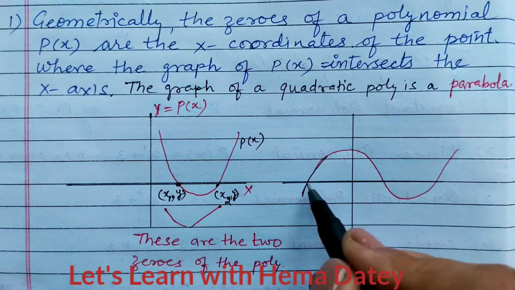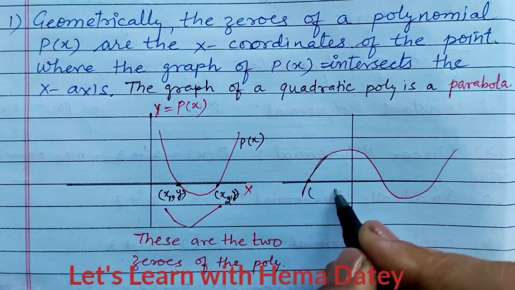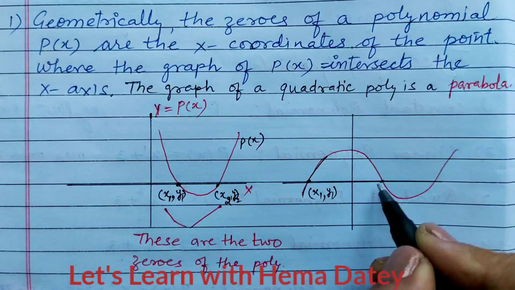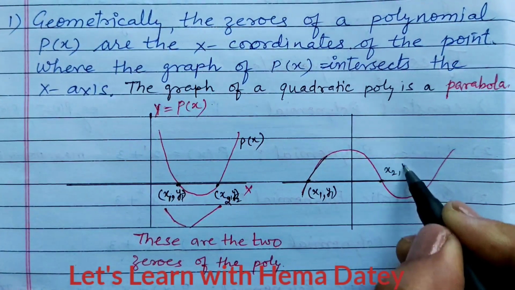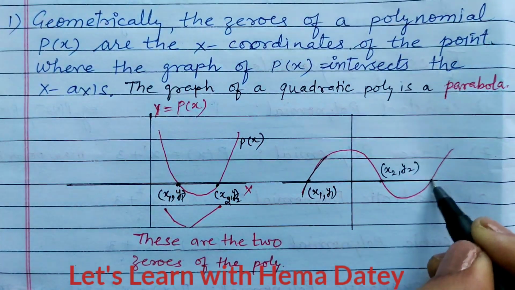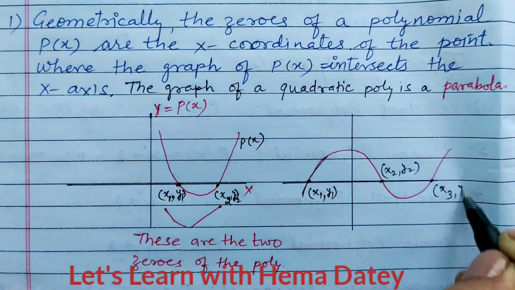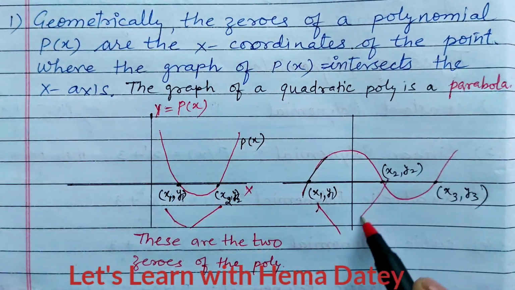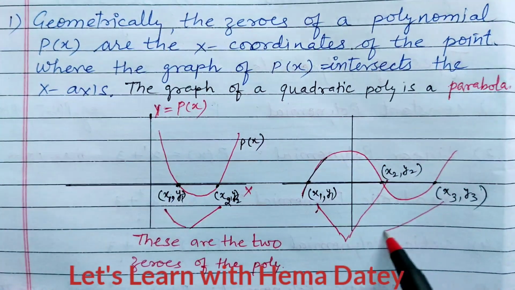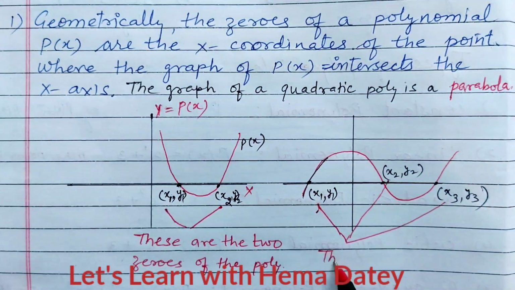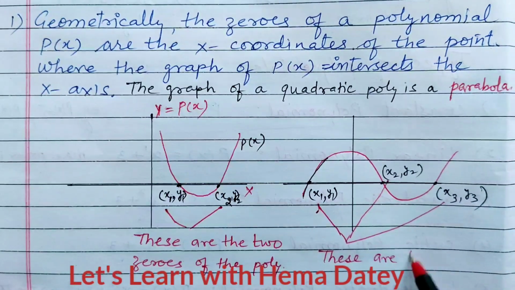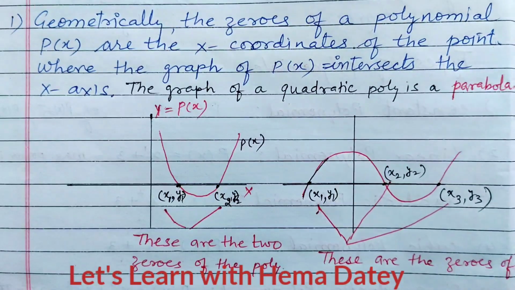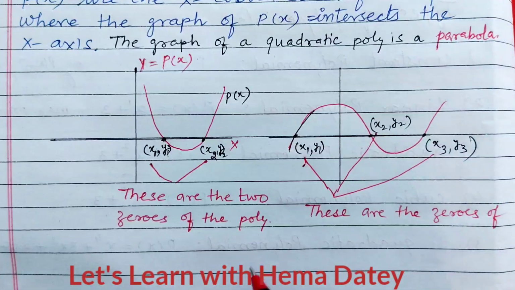Let's see one more shape intersecting the x-axis at 3 points. This is the first point x1, y1. This is the second point x2, y2. And this is the third point x3, y3. This polynomial has 3 zeros or 3 solutions or 3 roots x1, x2 and x3. This polynomial has a sigmoidal shape.